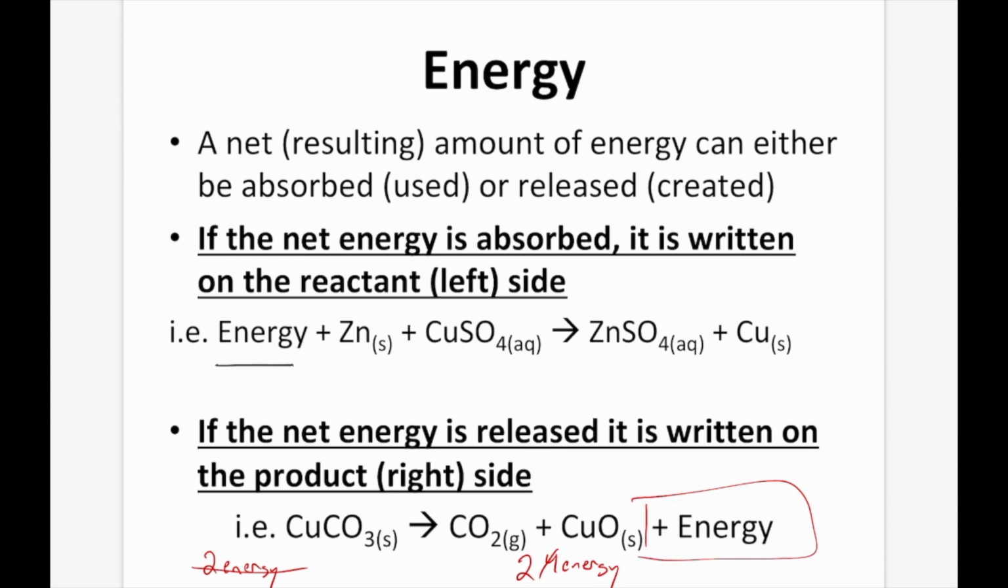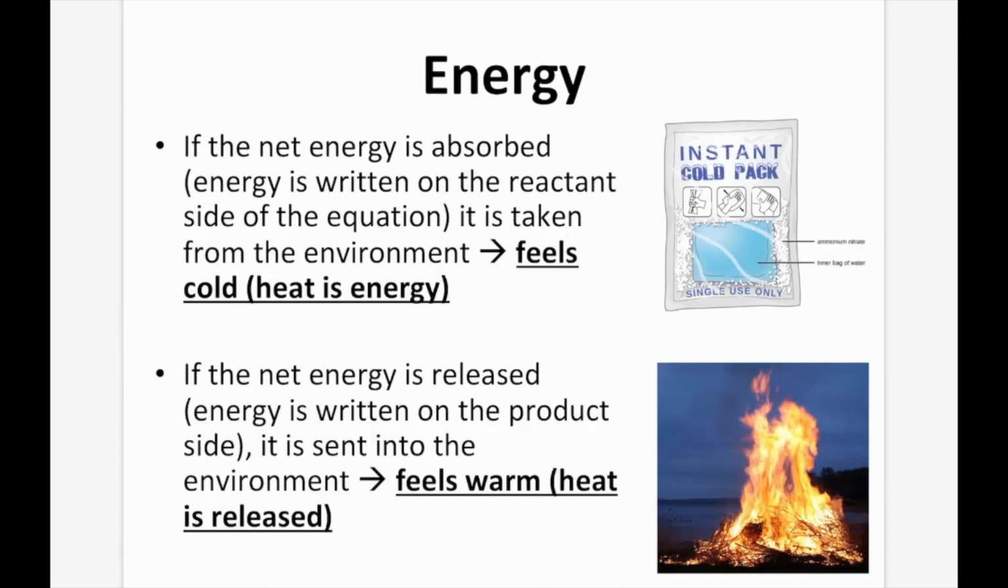In the first example, it's the opposite. There's more energy going to be used than produced. So we don't write it on both sides and say, okay, well, there's more energy on the reactant side. We simply write it on the reactant side, saying there's a net amount of energy used in the first equation. There's a net amount of energy produced in the second equation. So take a look at a couple of examples of this happening.